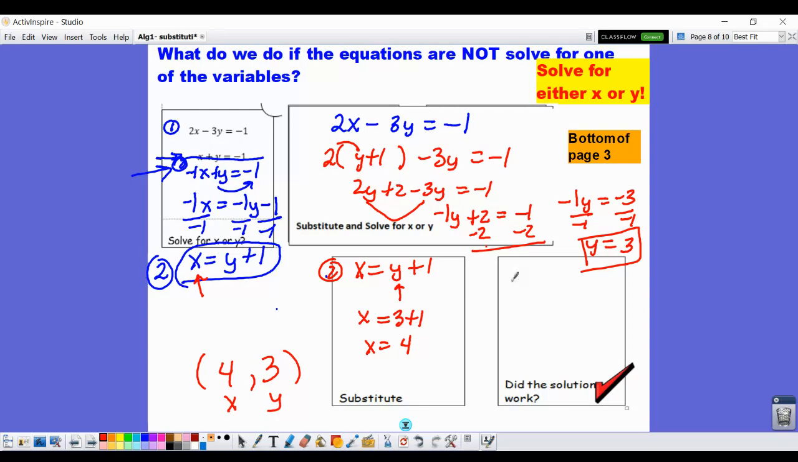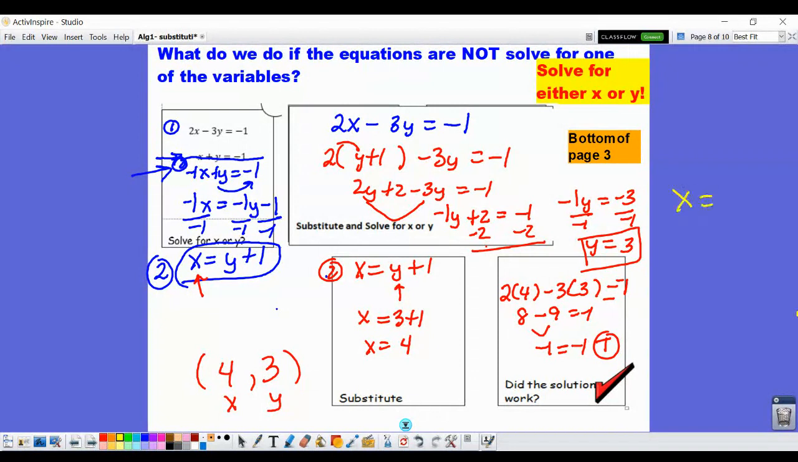Okay, this time when we check it, we're going to have multiple substitutions to do. So we're going to use the first equation, and it's standard form, and that's okay. I'm going to put in my 4 and put in my 3. So 2 times 4 is 8. Negative 3 times 3 is negative 9. That gives me a negative 1. Negative 1 equals negative 1. That is true.